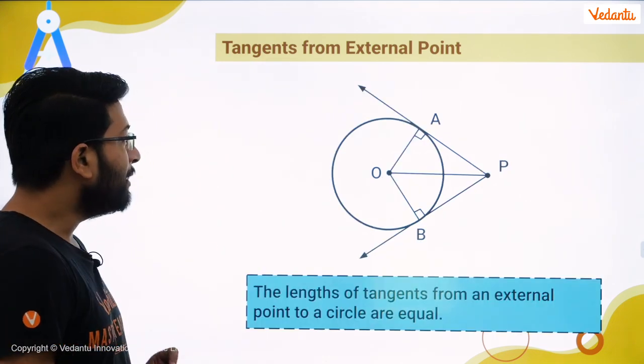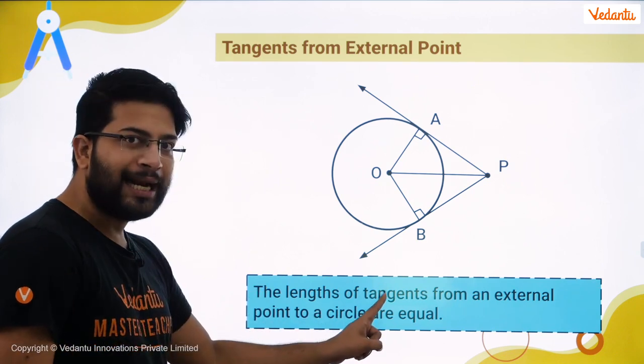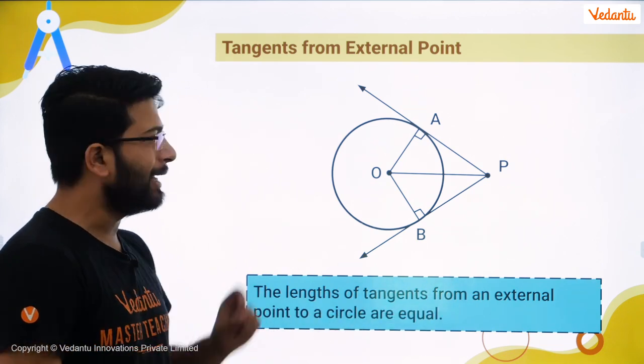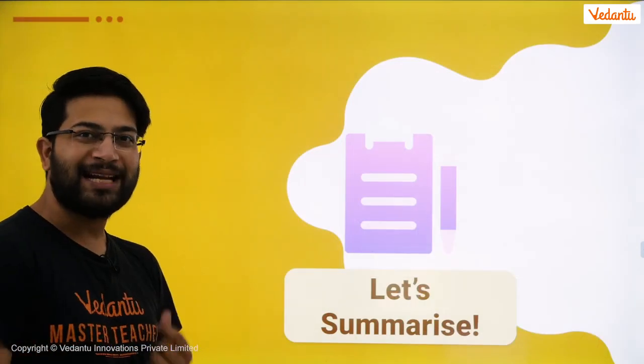Very good. So champ, very important concept: the length of the tangents from an external point to a circle are always equal. That means PA equals PB. Okay. Very good. So now champ, let's summarize our class.